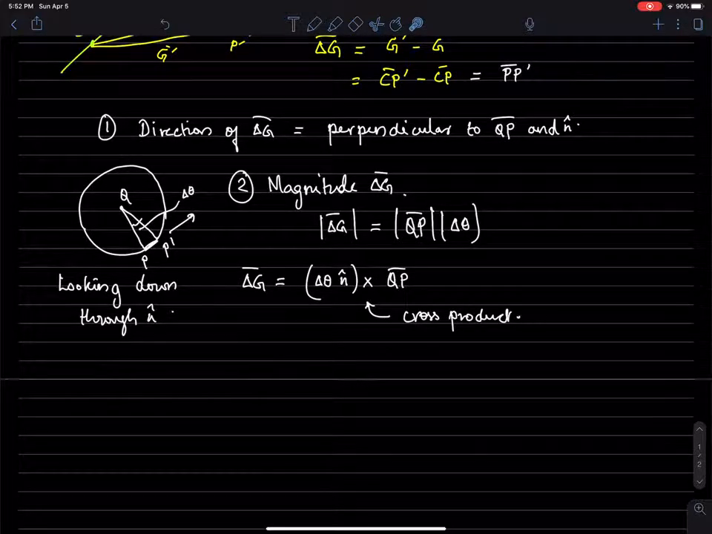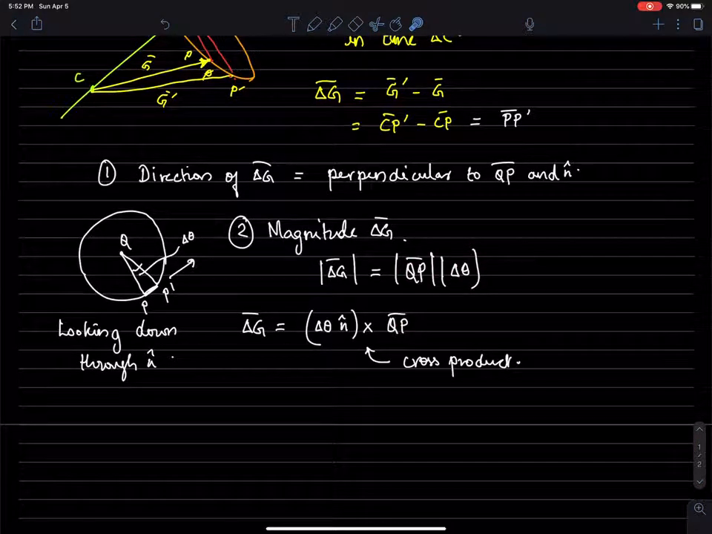Okay, now if you take this quantity, because QP and N are perpendicular to each other, and N is a unit vector, the magnitude of this thing is just the magnitude of this thing times the magnitude of this thing, which is exactly this quantity. Okay, so it checks out in terms of magnitude. And in terms of direction, this is along N, this is along QP. The cross product of two vectors is perpendicular to both of them. And in fact, that's the direction of delta G.